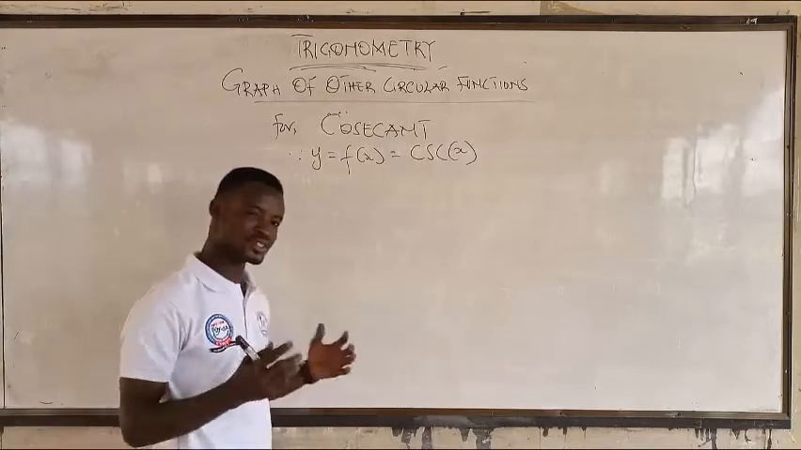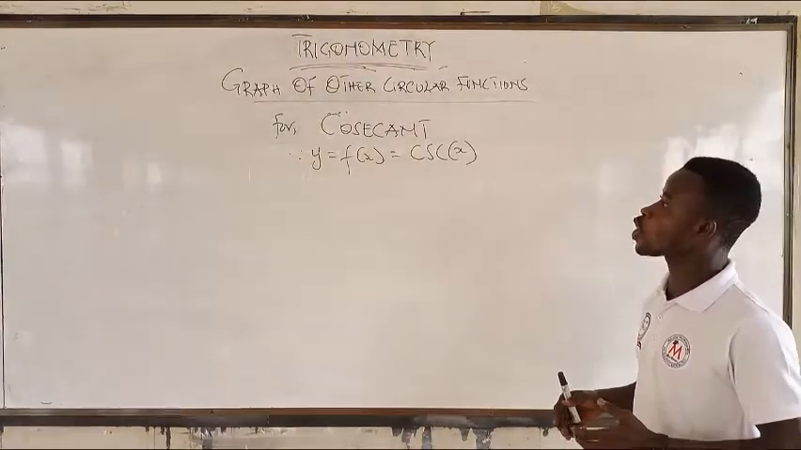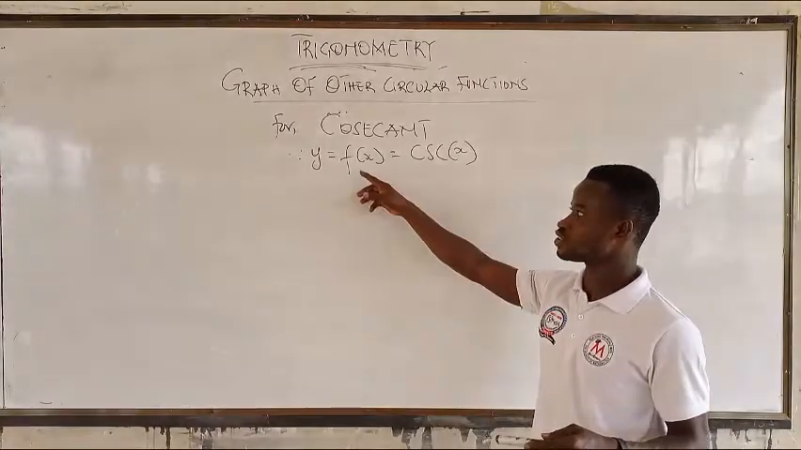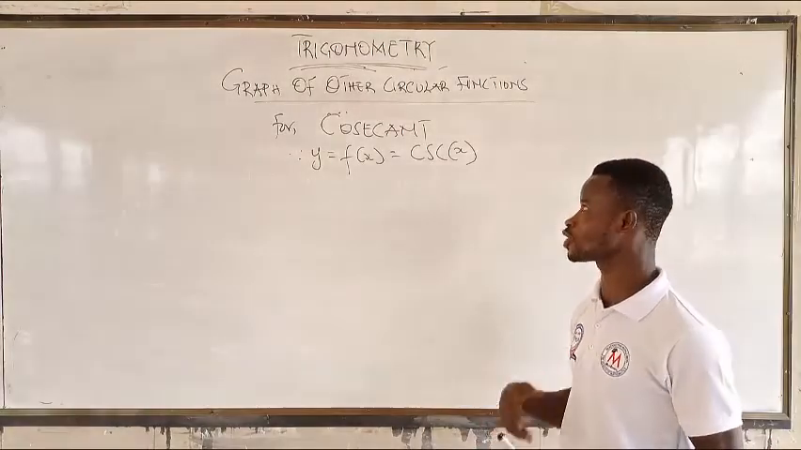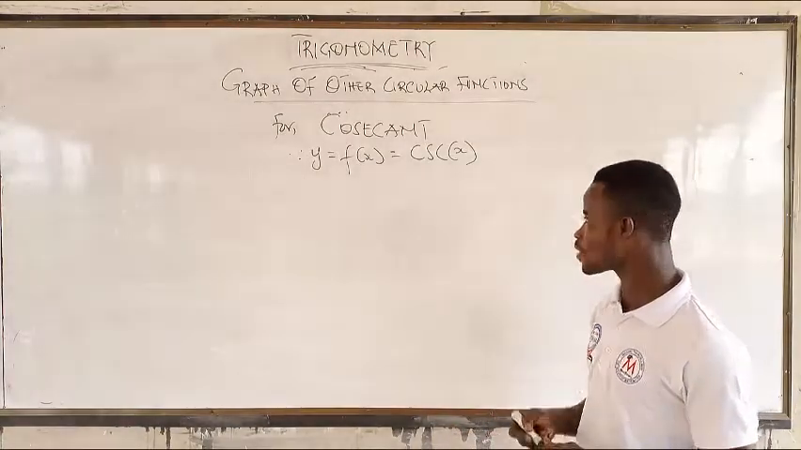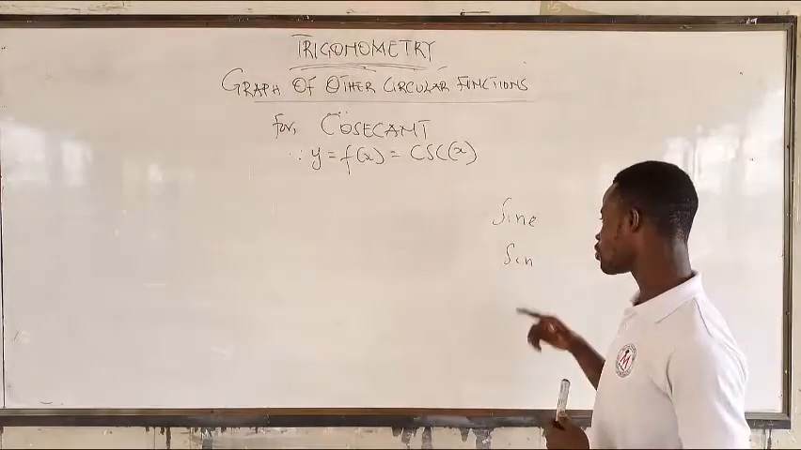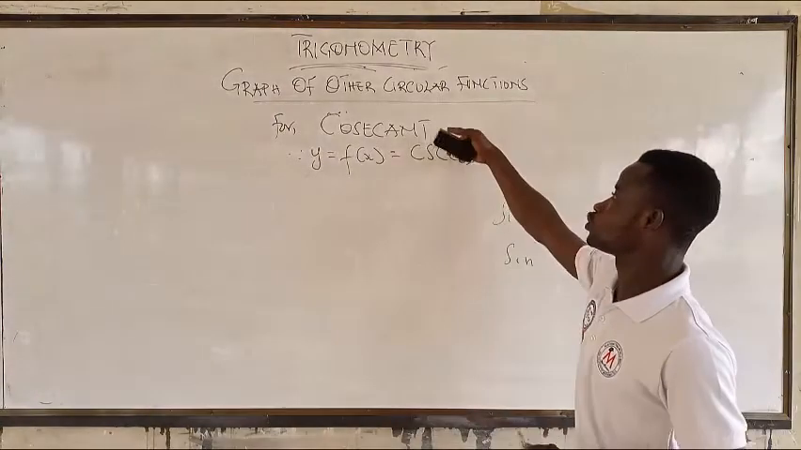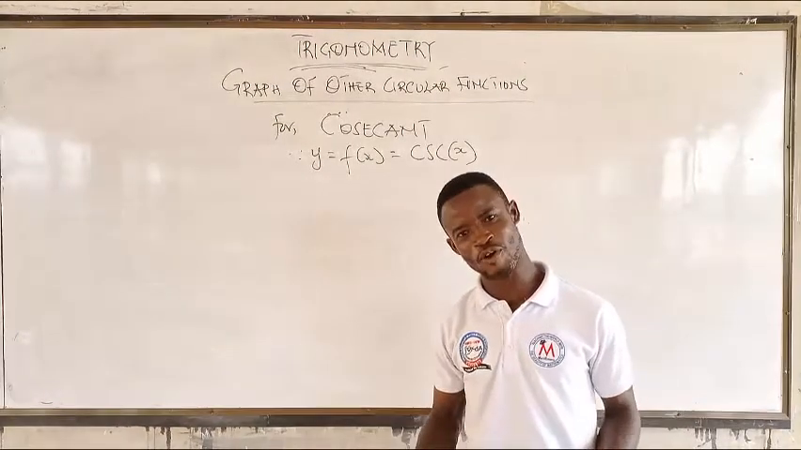Alright, so let's look at the graph of other circular functions. We are starting from cosecant. So let's look at the cosecant function, that is y equal to cosec x. In short, we say cosec, but the right pronunciation is cosecant. Even if you write it as this, you have to pronounce it as cosecant. That is why we have sine, but the short form is sin. Why don't you pronounce it as sins? No, sine. So this should be pronounced as cosecant. Very good. So let's look at the graph of cosecant.